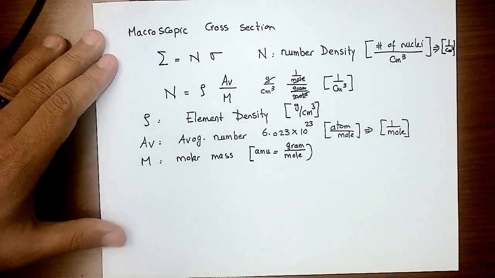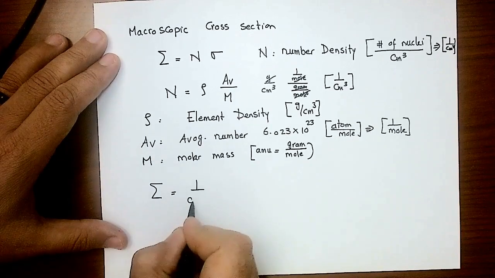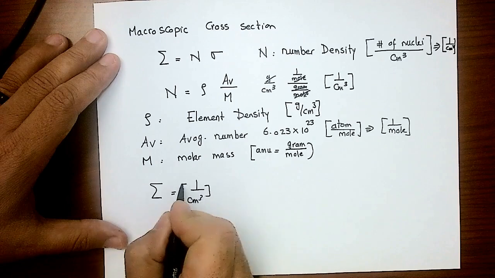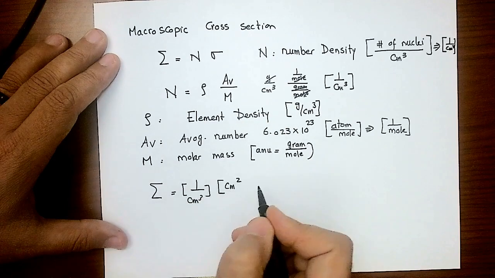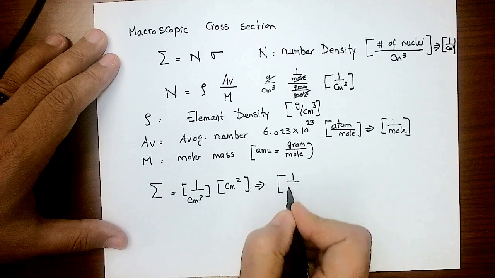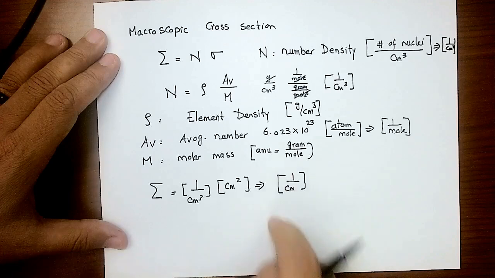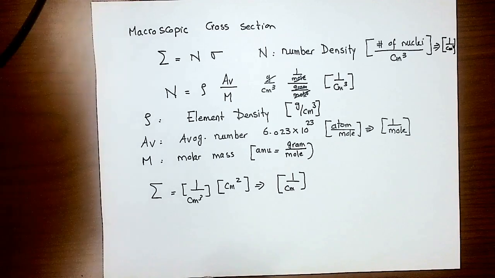That's N. Now, if you want to get the unit of capital sigma, it's going to be 1 over cubic centimeter multiplied by sigma, which has a unit of centimeter squared or barn. You can convert that. So the final unit of sigma is 1 over centimeter. So it's 1 over distance, right? It's 1 over distance.